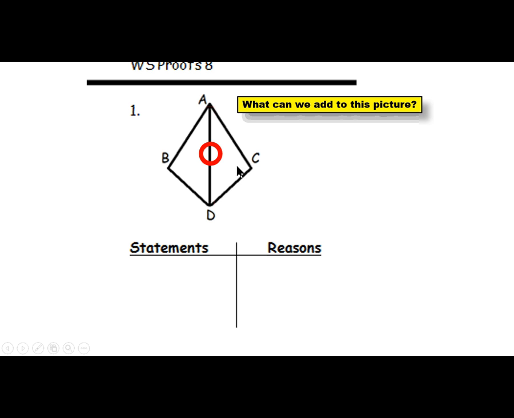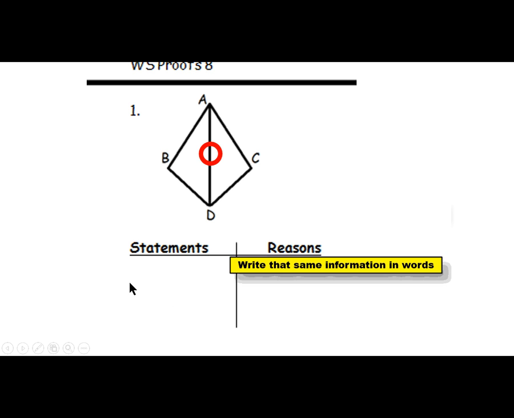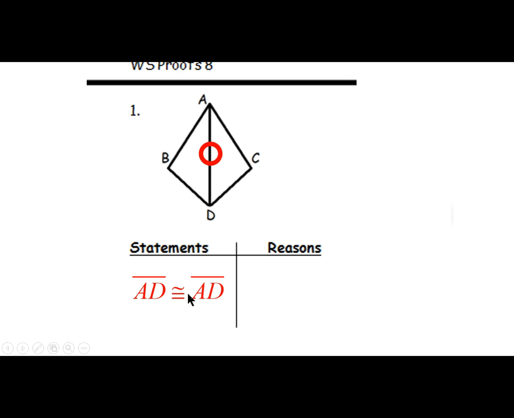Here, we're able to say that this segment counts as a congruent segment in both of these triangles. When we write this as a proof, we have to write that information as words. We would say segment AD is congruent to segment AD. It's basically implied that the segment in the left triangle is the same as the segment in the right triangle. And we have to give a reason. Our reason for something to be equal or congruent to itself is the reflexive property.